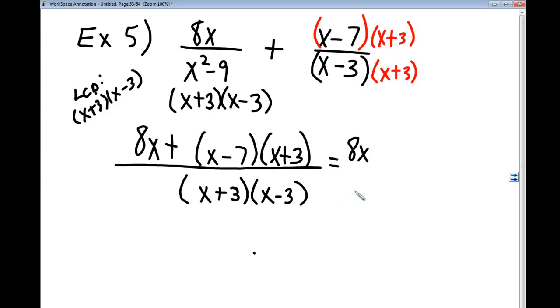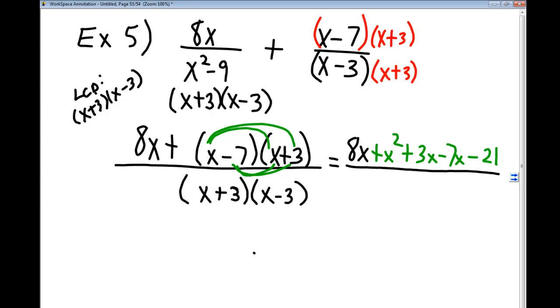8x stays right there. X times x squared is plus x squared. X times 3 is 3x. Negative 7 times x is negative 7x. And negative 7 times 3 is negative 21. Combine like terms and simplify.